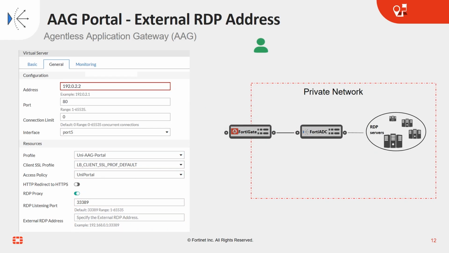However, if your network design places the public IP on a perimeter device, such as a firewall, and the virtual server's address is configured with a private IP, the client will be unable to reach that private address when initiating the RDP connection. In this case, you must configure the external RDP address and set it to the public IP address assigned to the perimeter device. This ensures that the client initiates the RDP connection to the correct public-facing IP.